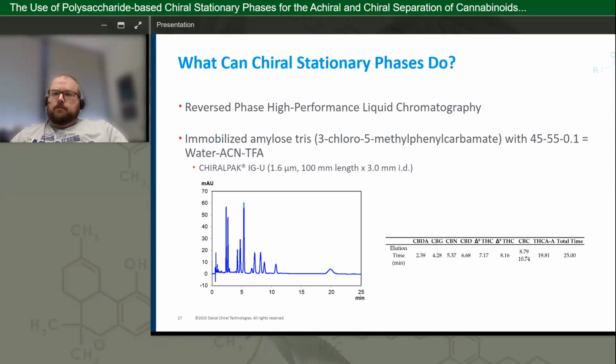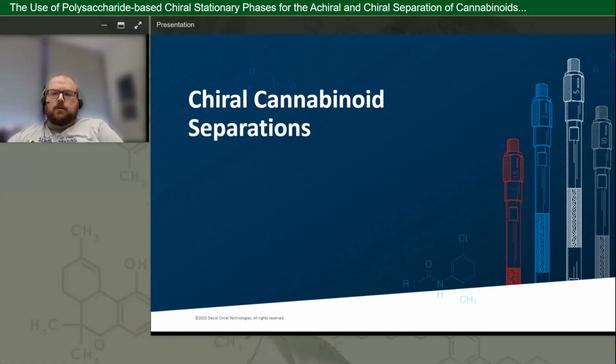And then going to a more traditional reverse phase separation here, we stay with an amylosic phase. We go with tris 3-chloro-5-methylphenylcarbamate. With a reverse phase mobile phase, it's 45% by volume water, 55% by volume acetonitrile, and then again, TFA as an additive. We get nice separations of all of those cannabinoids that are in this mixture. So early on, really that was what our focus was, just to try to find some orthogonality or comparable methods to C18 on these phytocannabinoid mixtures that were being prioritized at the time.